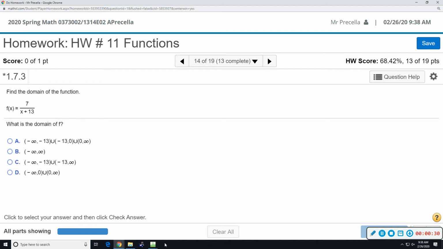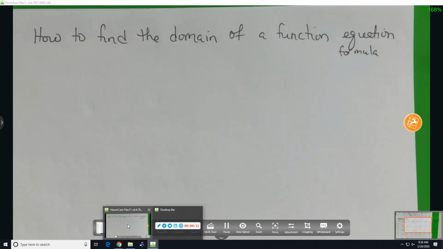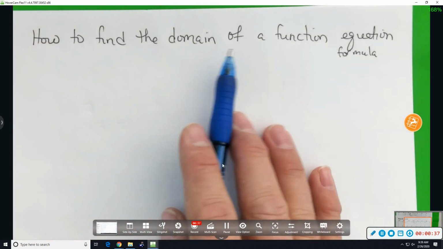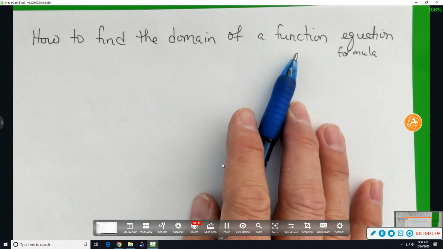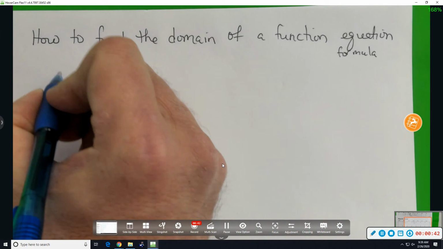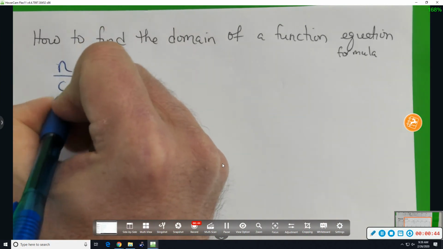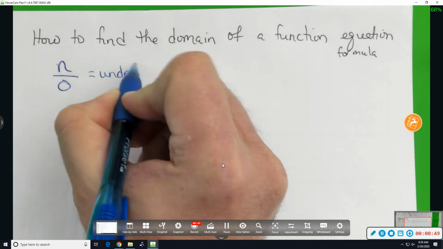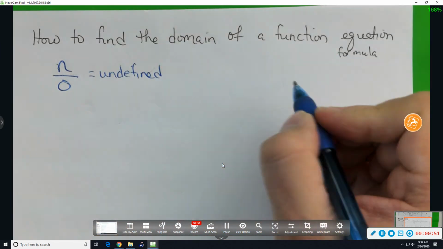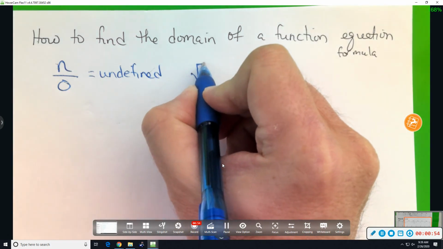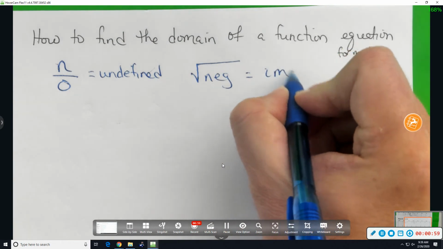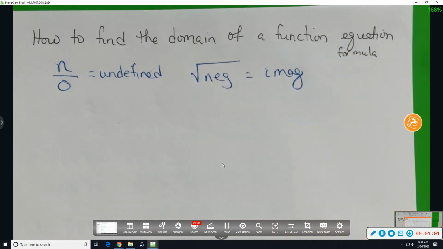Well, before I actually do that problem, let me say this. If the function is written as a formula, there's two things you have to remember. You never want a number over 0. That would be undefined on your calculator. And there's another time you get an error message on your calculator, and that's when you get an imaginary number. These are the two things we don't want to happen.